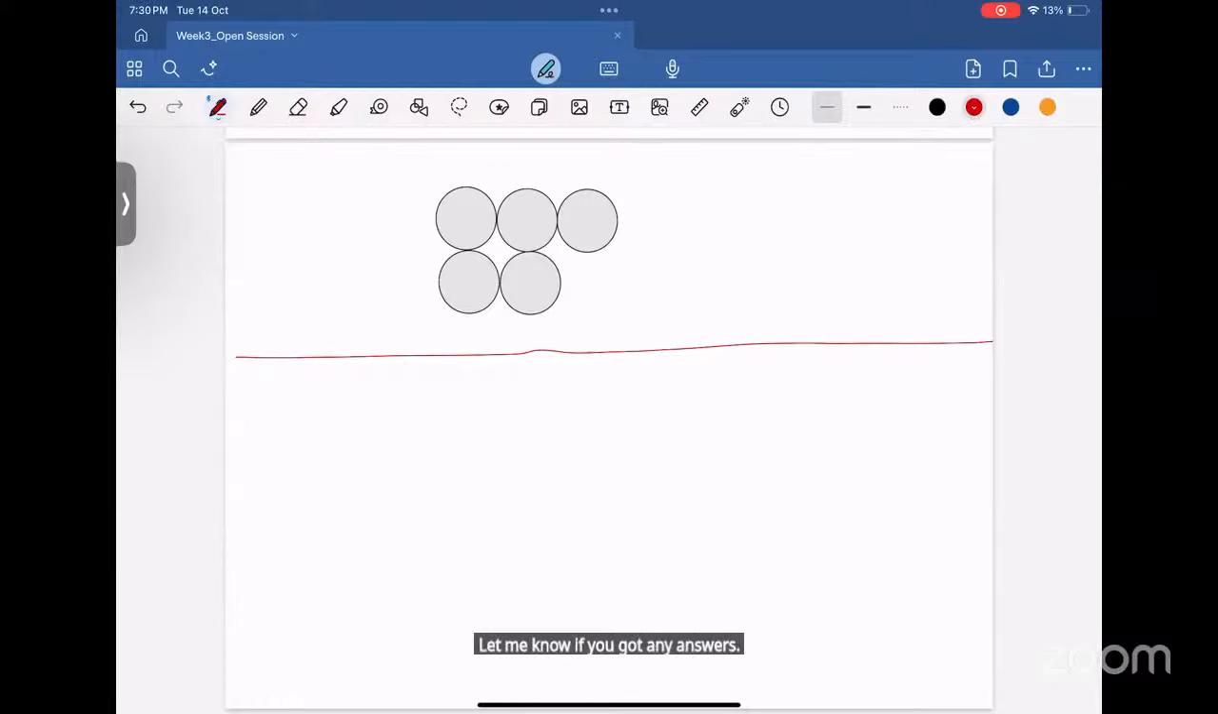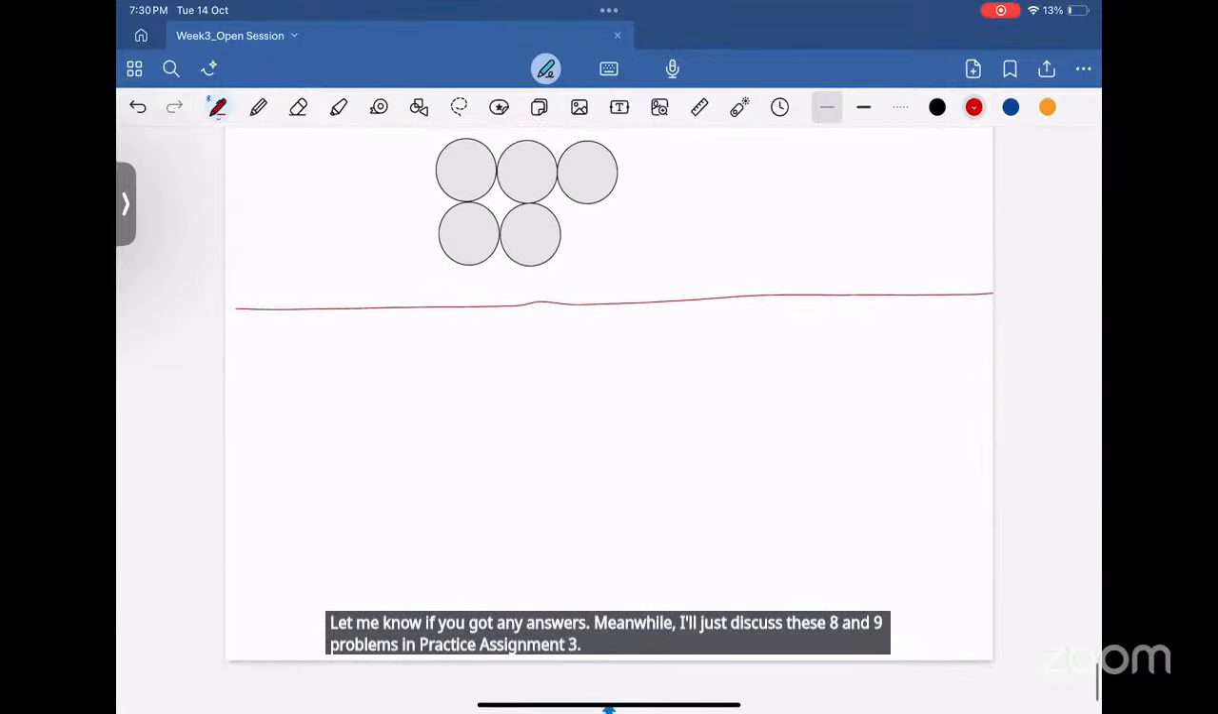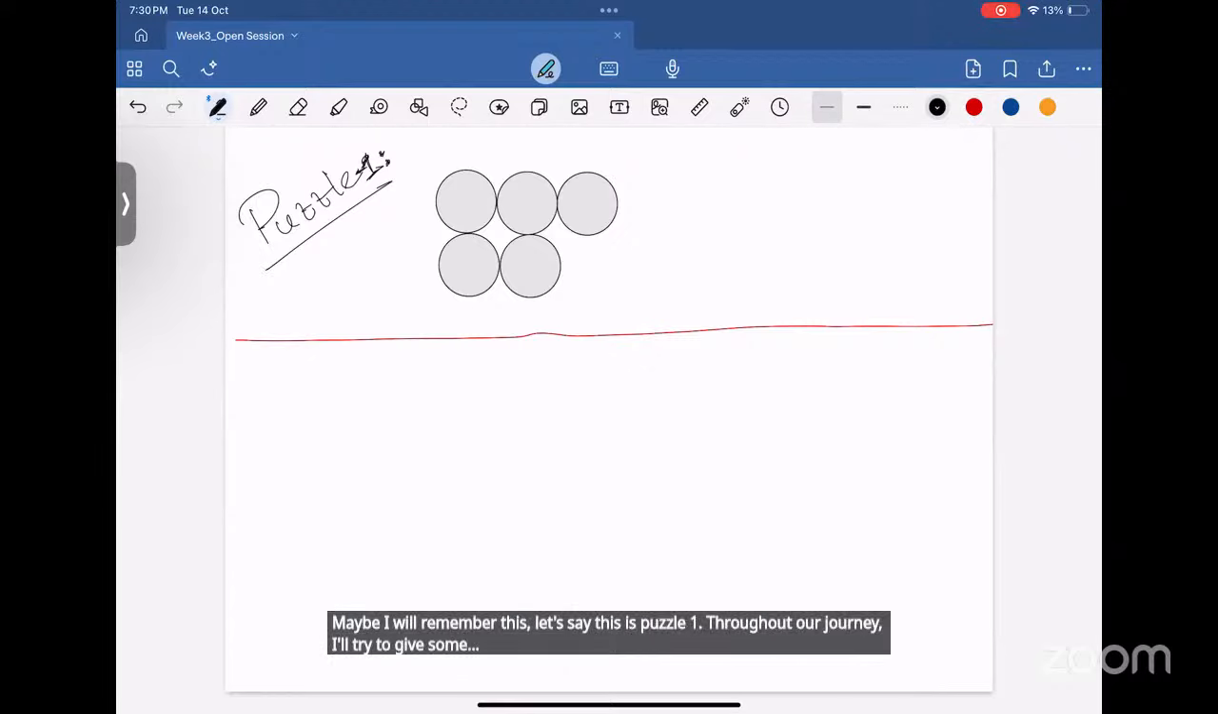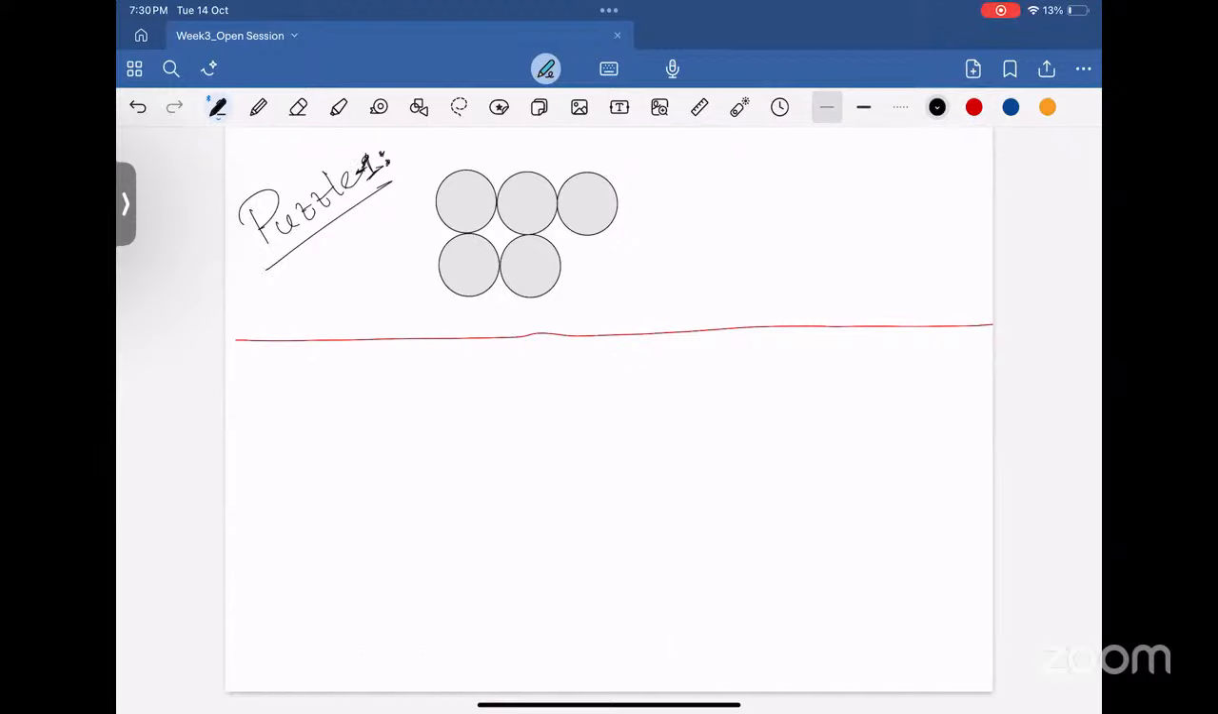Meanwhile, I will just discuss these 8 and 9 problems in practice assignment 3.1. Maybe I will number this. Let's say this is puzzle 1. Throughout our journey, I'll try to give some brainstorming puzzles.